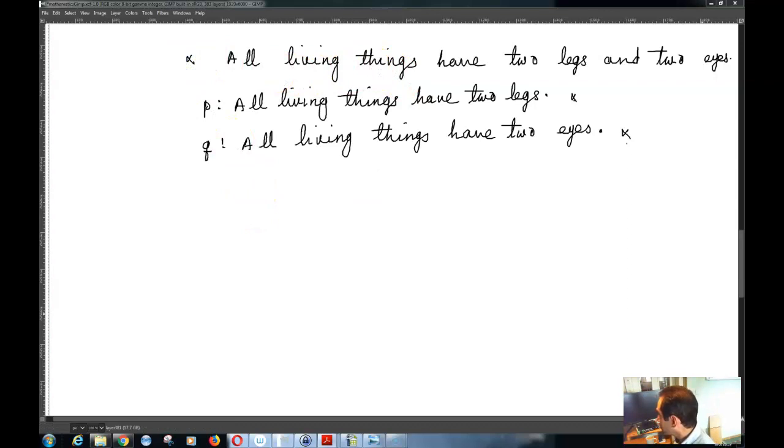So the 2 component statements are: all living things have 2 legs, all living things have 2 eyes. Both these statements are false. Therefore, the compound statement is false.